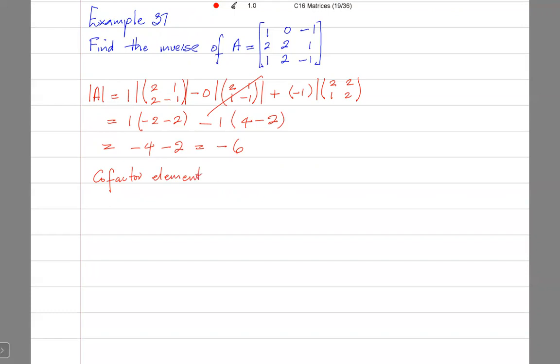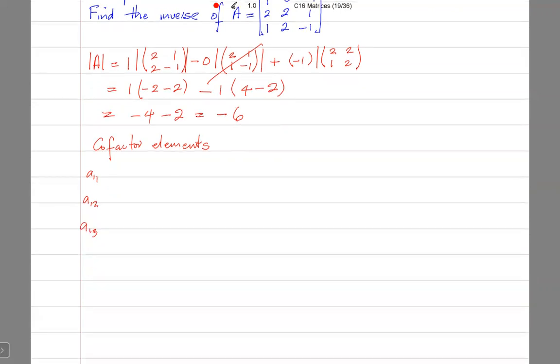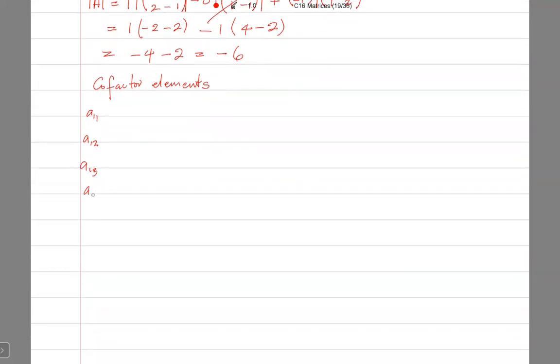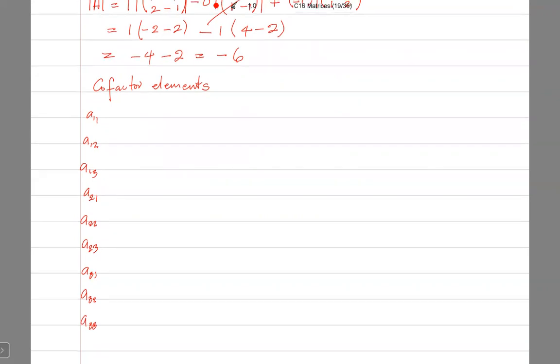All right, so I need the elements of the matrix of cofactor: A1,1, A1,2, A1,3, A2,1, A2,2, A2,3, A3,1, A3,2, A3,3. All right, let's get all of them.